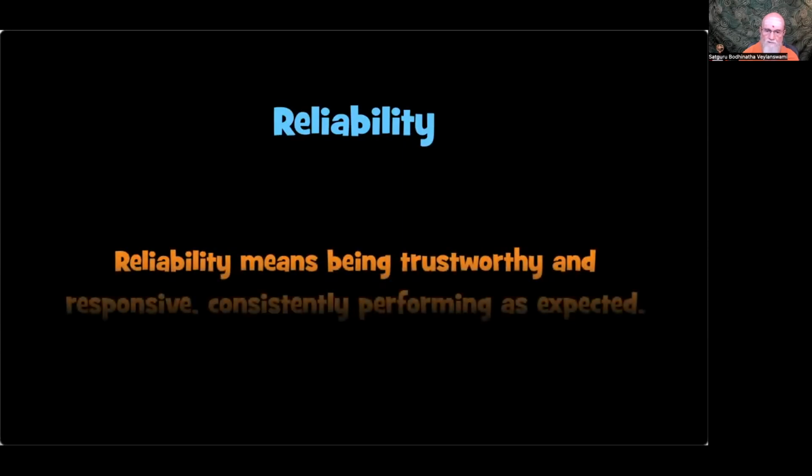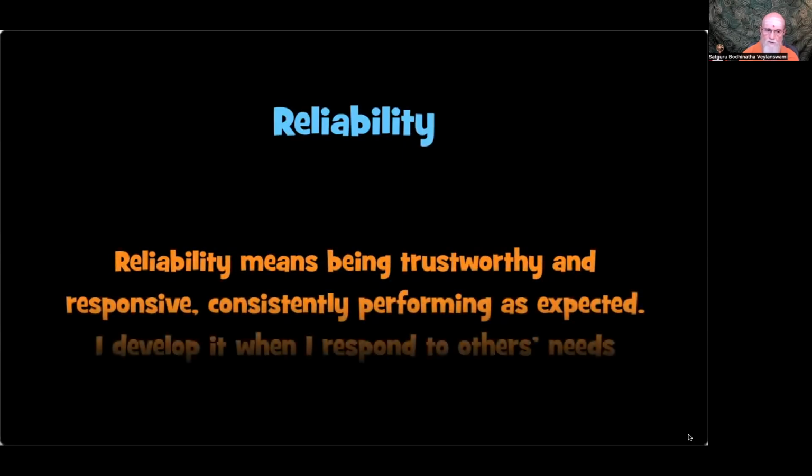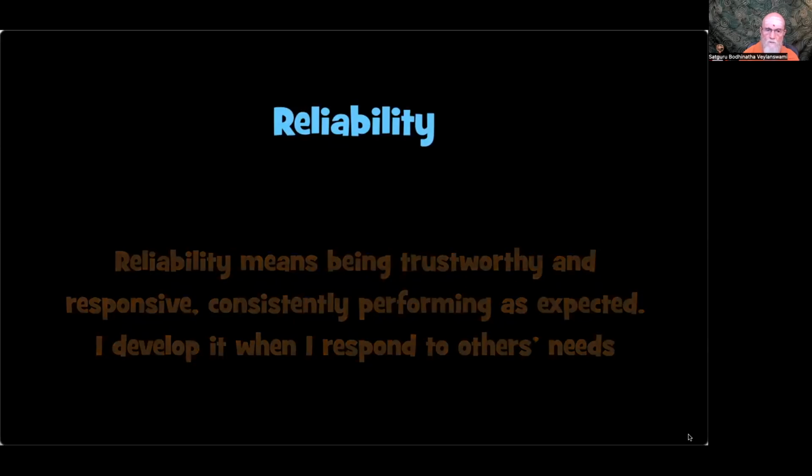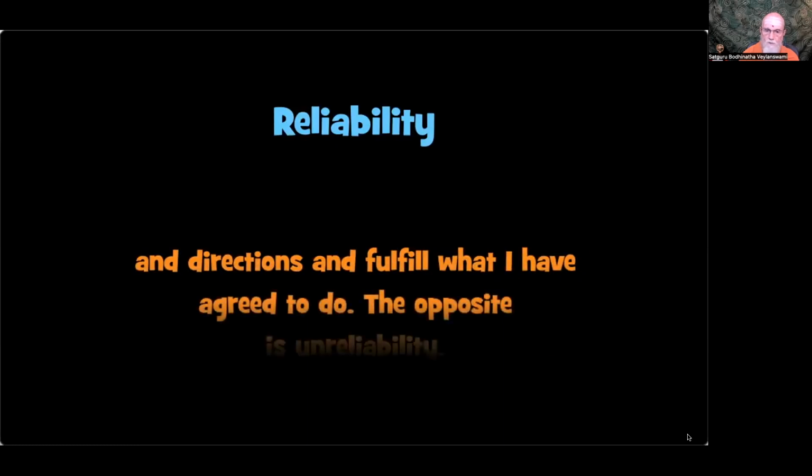The workbook says reliability means being trustworthy and responsive, consistently performing as expected. I develop it when I respond to others' needs and directions and fulfill what I have agreed to. The opposite is unreliability.